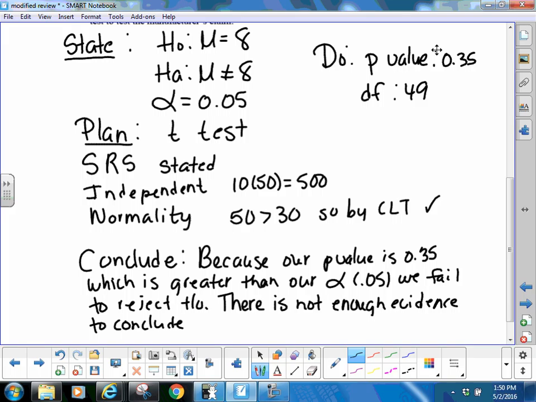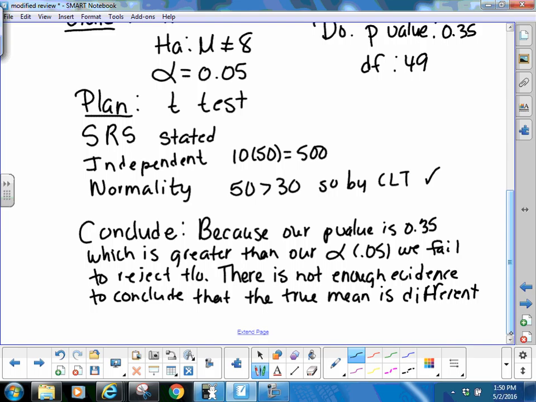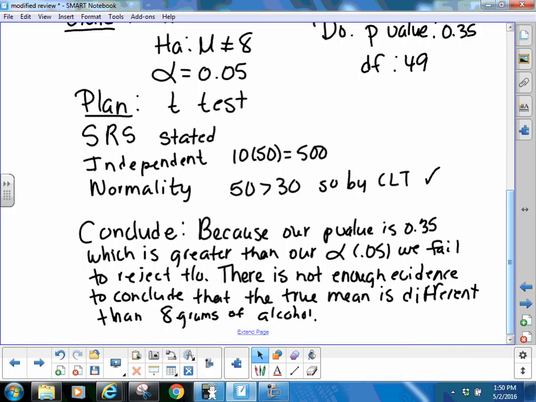So how can we go back to Ha? There's not enough evidence to conclude what? That the true mean is different or not equal to 8.